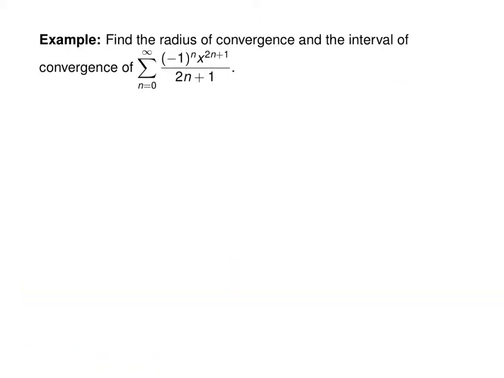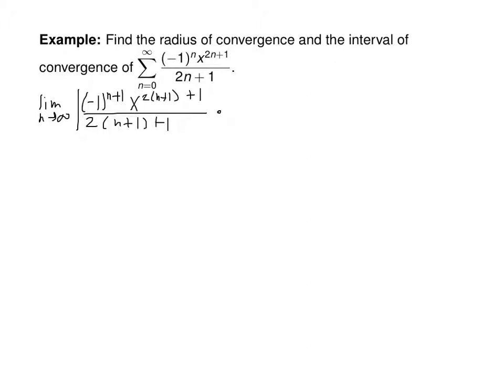Find the radius of convergence and the interval of convergence for this particular series. So once again, let's start by applying the ratio test. So we'll find the limit as n goes to infinity of negative 1 to the n plus 1, x to the 2 times n plus 1, over 2 times n plus 1, multiplied by 2n plus 1 over negative 1 to the n, x to the 2n plus 1.